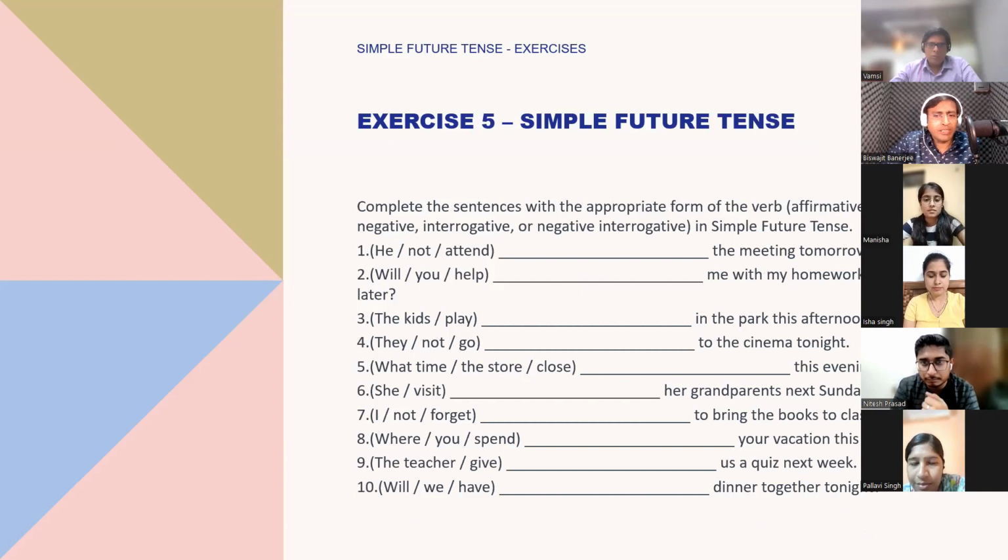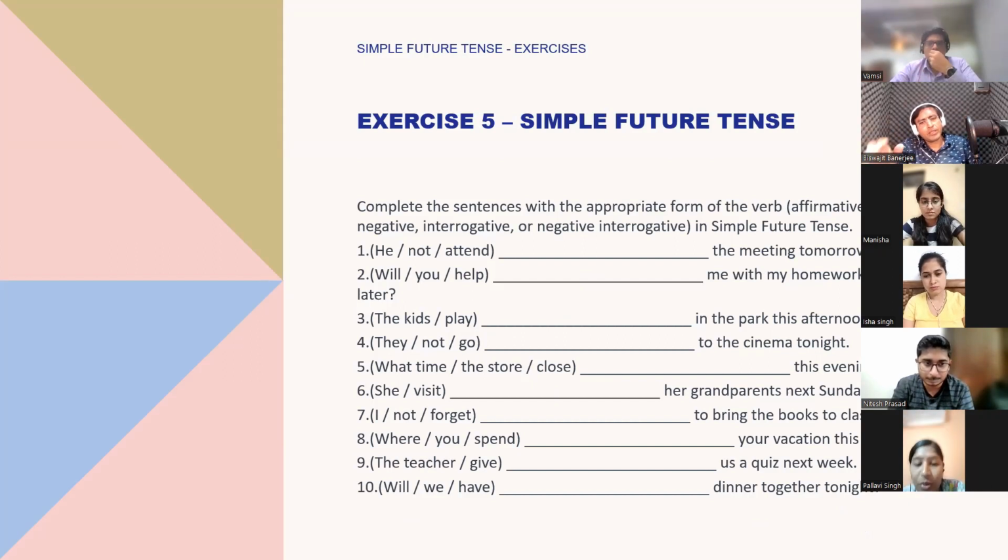Okay. Now, this is a mixed exercise. You will have to do simple future tense, affirmative, negative, interrogative, or negative interrogative to mix it all up. Okay. All right. Pallavi, dash the meeting tomorrow. Anything you like, you can make it from your mind. Make it a question, make it an affirmative sentence, make it a negative sentence. Anything will do. I'll solve the first one.